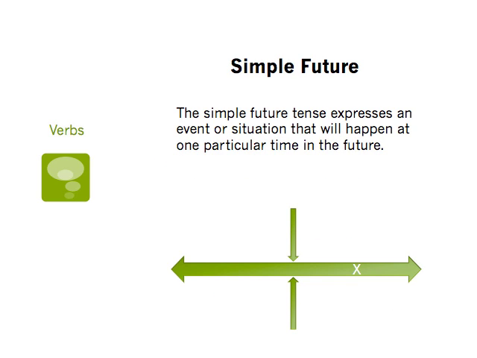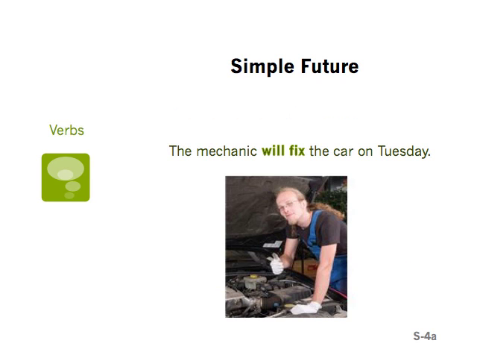When we want to express an event that will happen in the future, we place the word will, or the phrase is going to, before the verb. The mechanic will fix the car on Tuesday. In this sentence, the word will, placed before the base form of the verb fix, lets the reader know that the event will happen in the future.